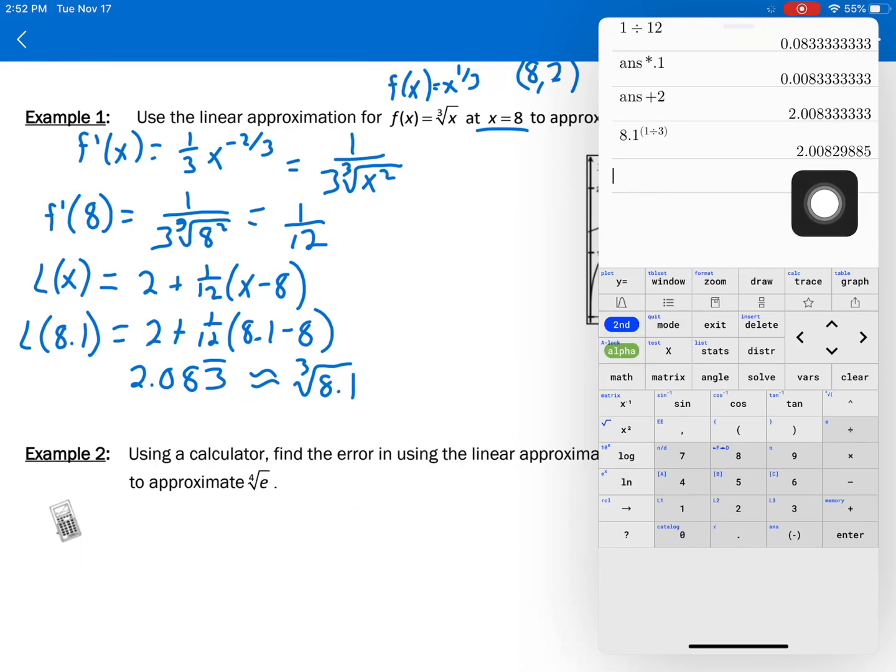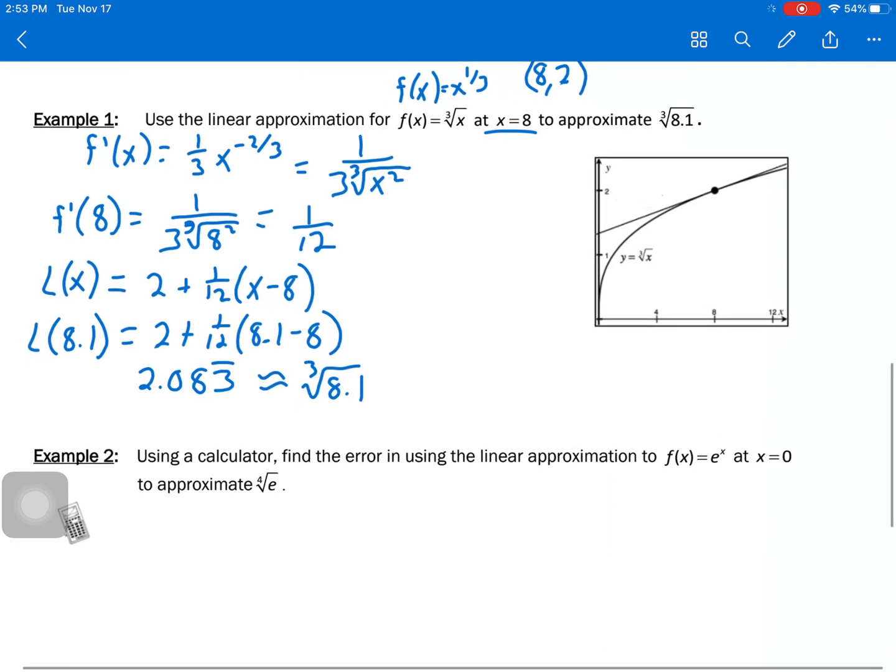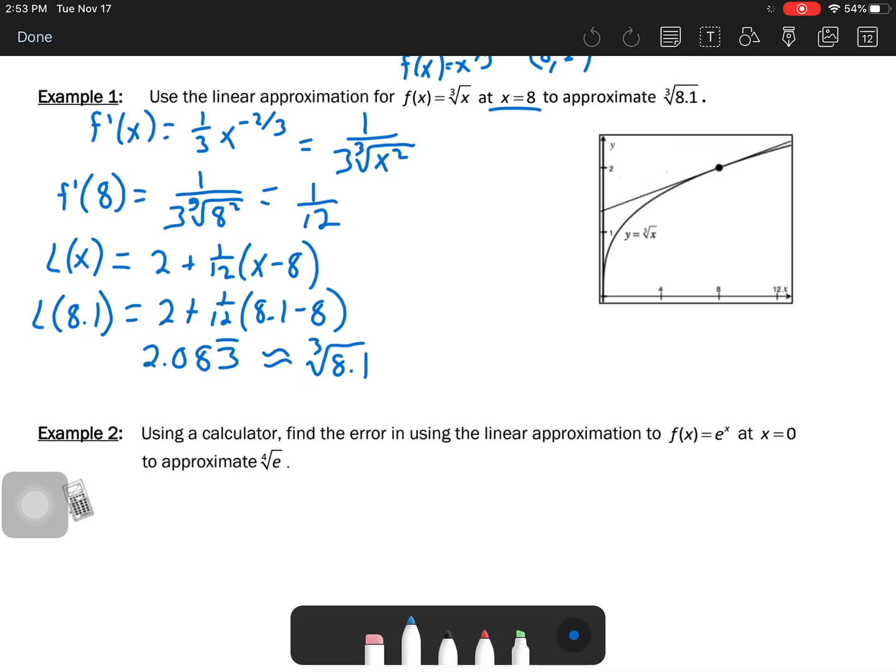And so if you look at the actual value here, it's 2.00829, and that makes sense because remember we said the linear approximation is going to be a little bit bigger because the curve actually is concave downward, it's curving downward, so we get something slightly smaller here. So 2.00829885. The actual value of the cube root of 8.1 is like 2.00829885. That's as many digits as the calculator shows.